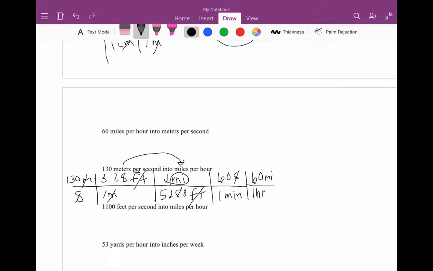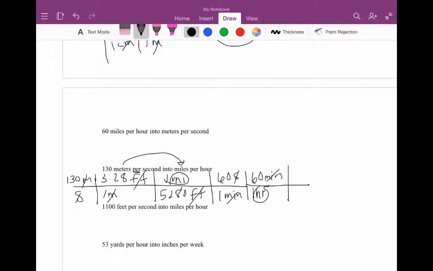Which will make our minutes cross out. We know that there are 24 hours. Oh, we're done. We're at hours. Just kidding. So, after this, we need to go ahead and figure out what this equals.